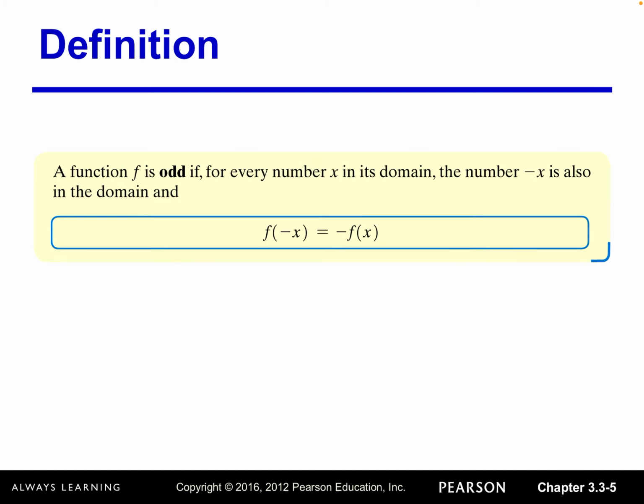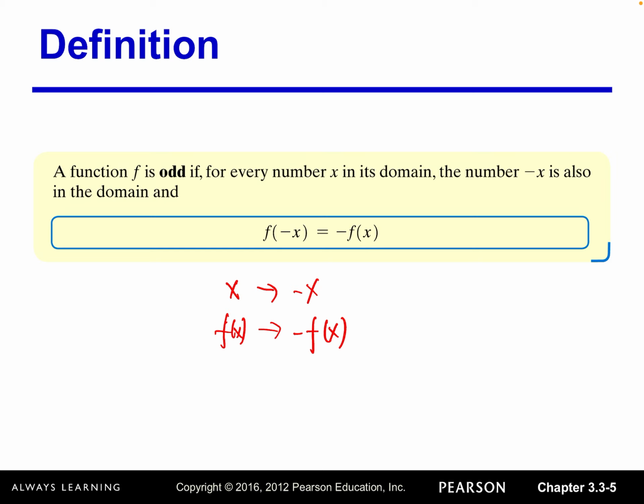And an odd function. What is the odd function definition? A function f is odd if for every number x in its domain, the number negative x is also in the domain, and f of negative x equals negative of f of x. So this time when we replace x by its negative, the function also becomes the negative of the original. The function value is like multiplied by -1.